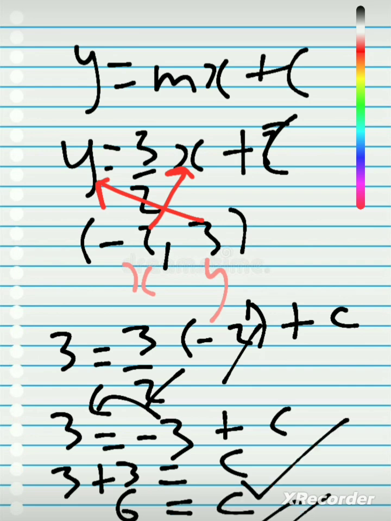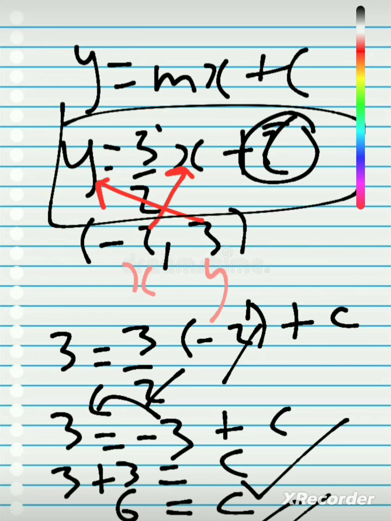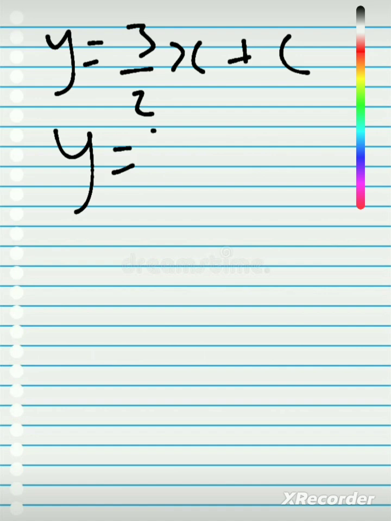Now that you know the c, you can put it here. We have y is equal to 3 over 2 x plus c, right? So where there is c, we put the value of c we got from calculating, which is 6. So this is the equation.